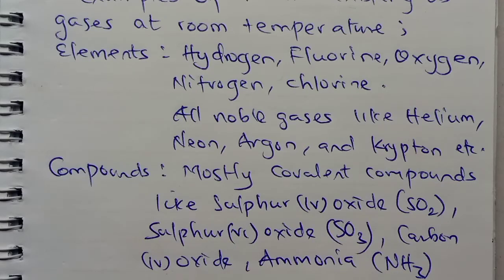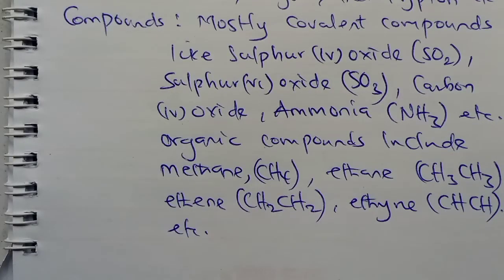We can just say all oxides of non-metals are examples of compounds that exist as gases. We still have all hydrocarbons in which the number of carbon is below 5. We have methane, ethane, ethene, and many more. We can have propane, propene, propyne. We can still have butane, butene, and so on.